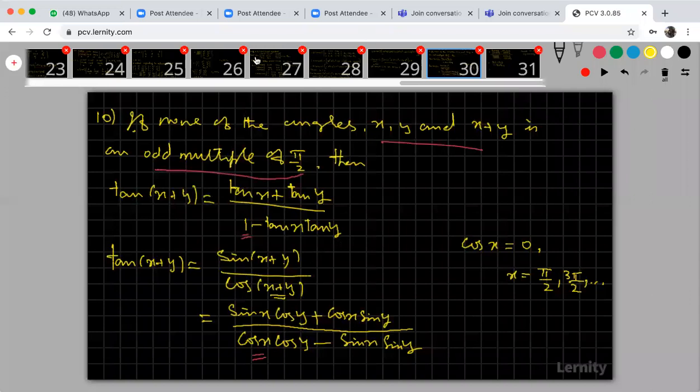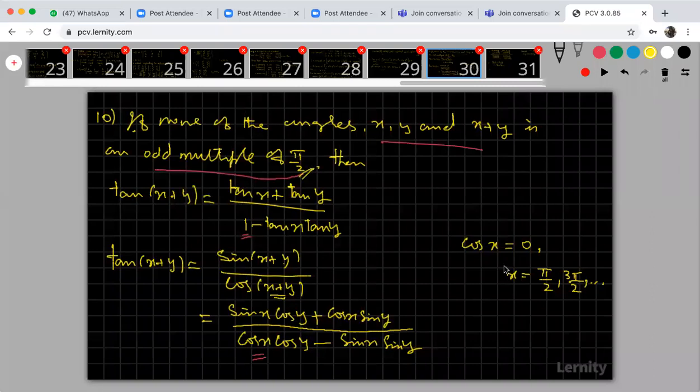Okay, please try to understand. I'm telling that slowly. Look at the property, look at the identity. If none of the angles x, y, and x plus y is an odd multiple of pi by 2, then tan of x plus y is equal to tan x plus tan y divided by 1 minus tan x tan y.